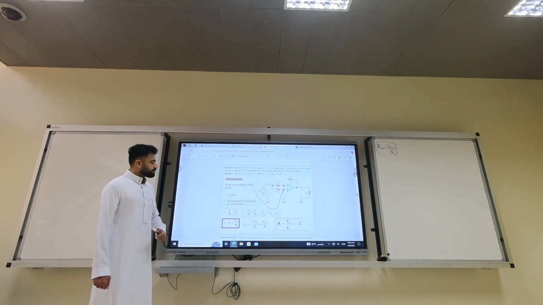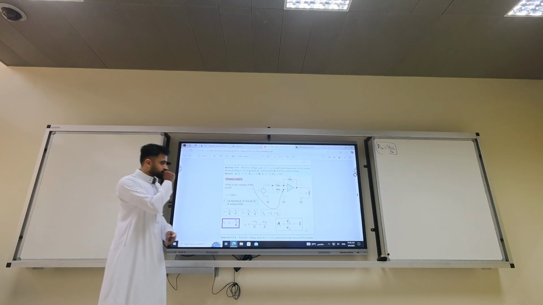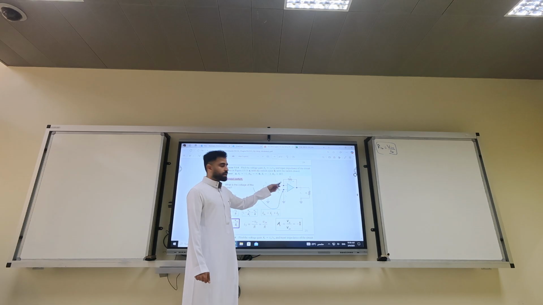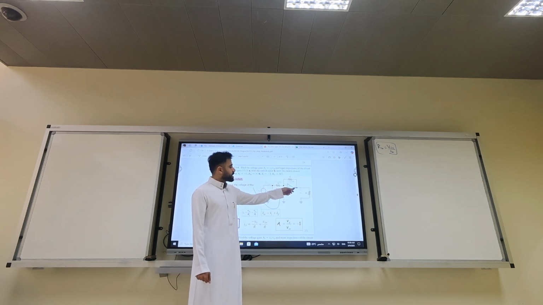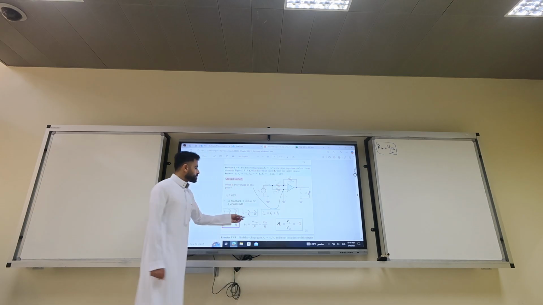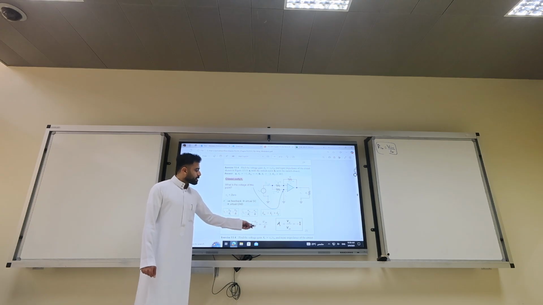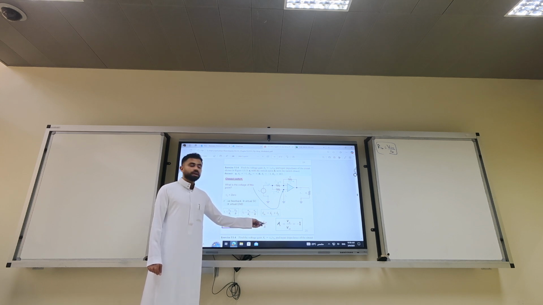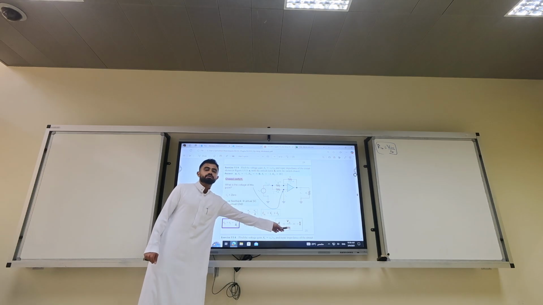So what is the gain? The gain has been calculated to be, because you know I3 is 0 minus V output over R, equals I1, which is V input over R. R would cancel, so V output equals negative V input, and the gain is -1.